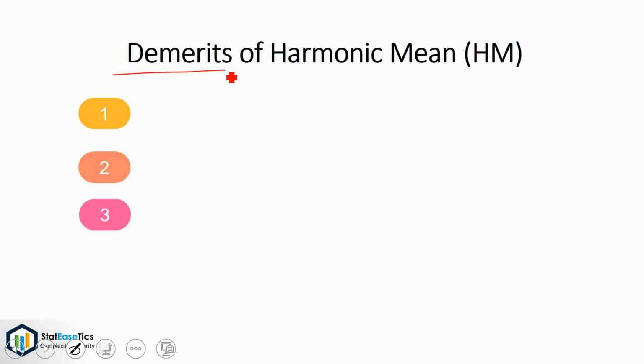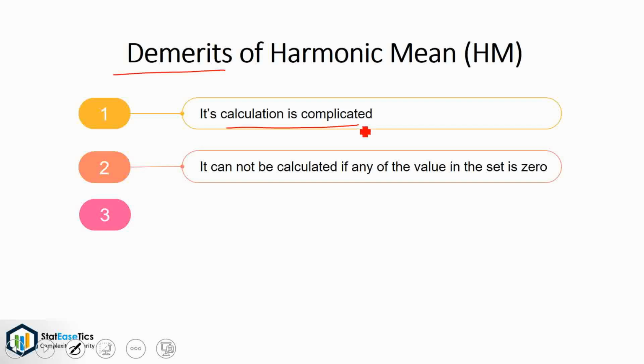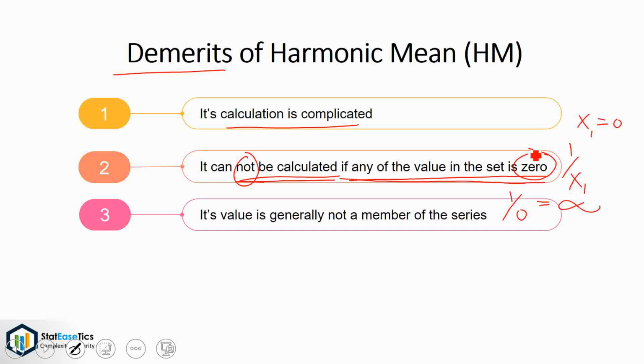Demerits of harmonic mean. Its calculation is complicated. It cannot be calculated if any of the value in the set is 0 because division is involved. So 1 upon x1, and if x1 is equal to 0, then 1 upon 0 gives us infinity. So it cannot be calculated if any of the value in the set is 0. Its value is generally not a member of the series.